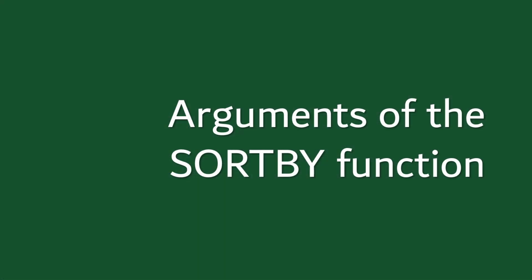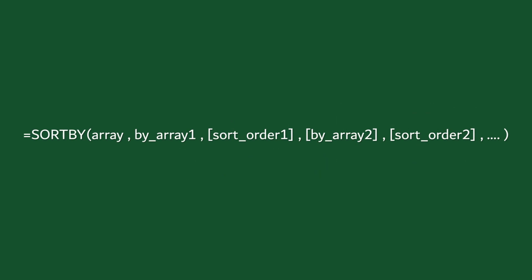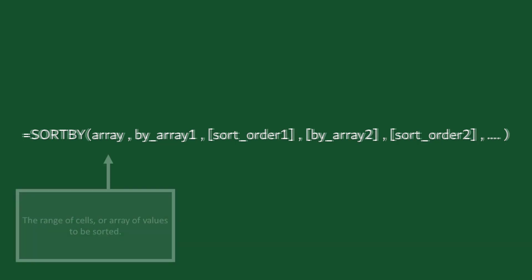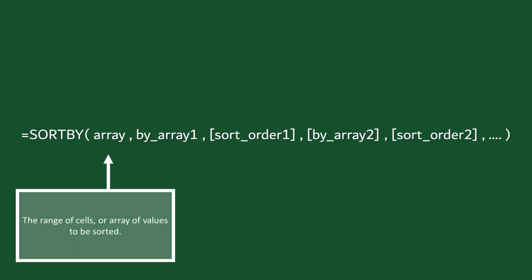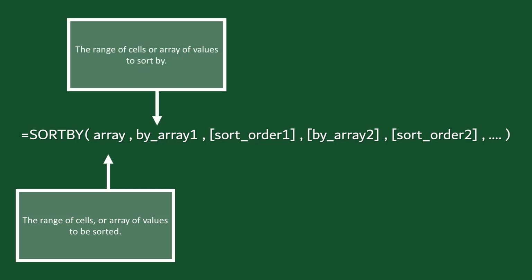SORTBY has a variable number of arguments depending on the scenario that you've got. Two of those arguments are required while the others are optional. So there's array, by_array, sort_order, and then after that we can keep having a by_array and a sort_order in pairs as we keep increasing the number of sorts that we want to perform. So array, that is the range of cells or array of values to be returned by the function. By_array, that is the range of cells or array which we want to sort the values by.